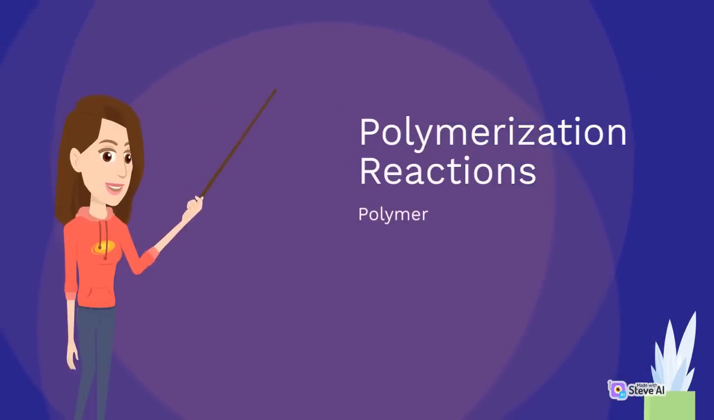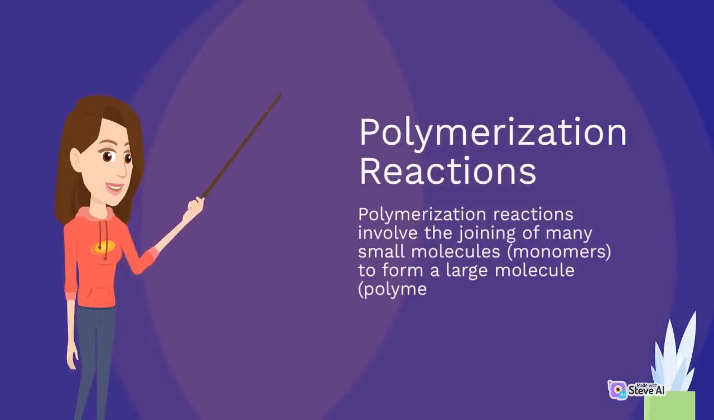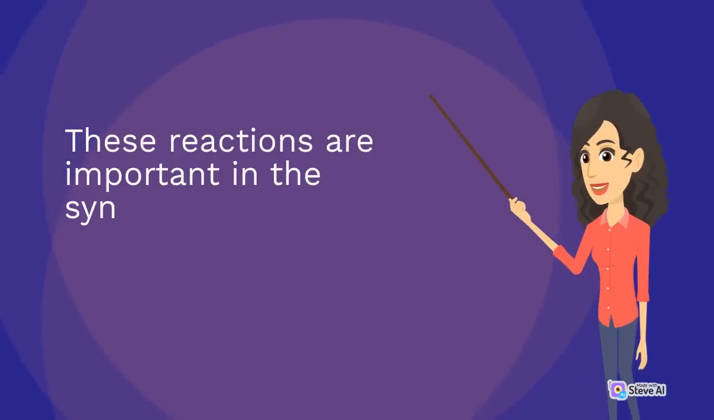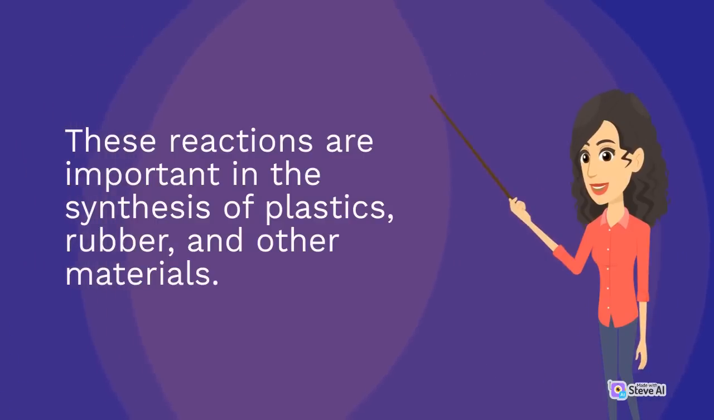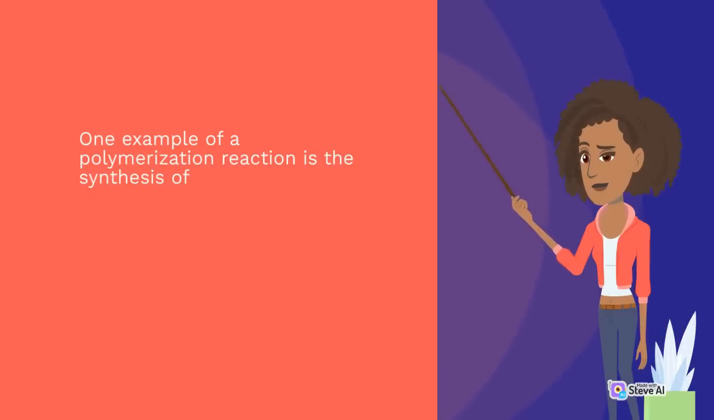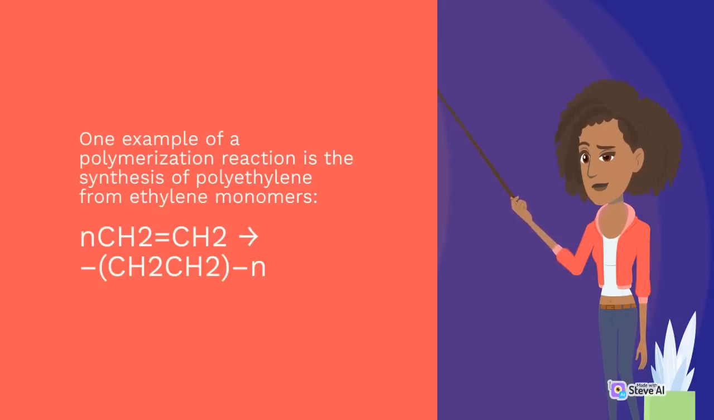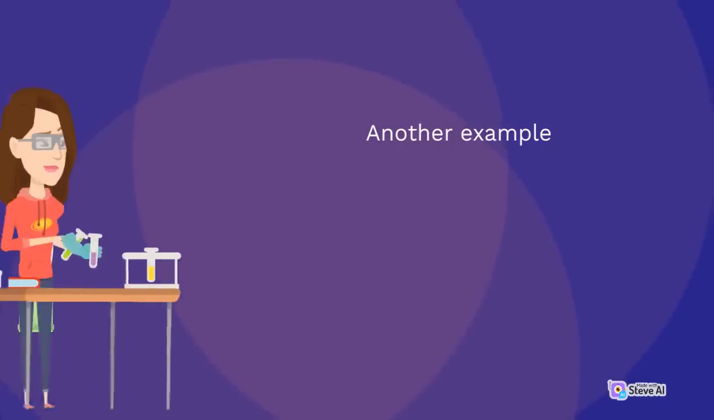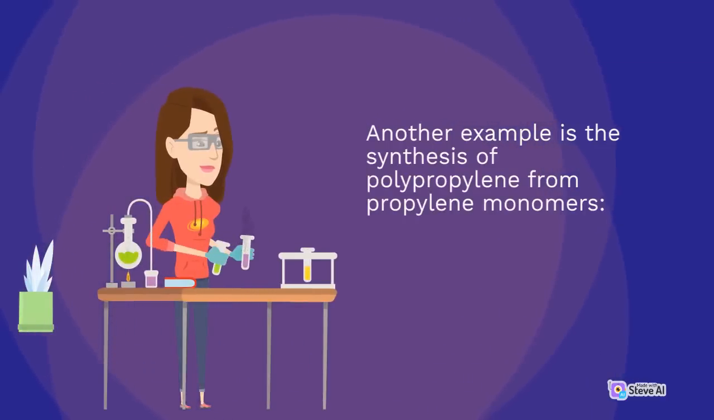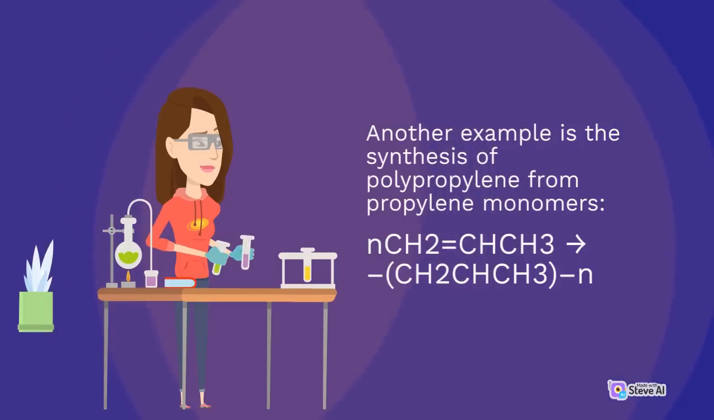Polymerization reactions. Polymerization reactions involve the joining of many small molecules, monomers, to form a large molecule, polymer. These reactions are important in the synthesis of plastics, rubber, and other materials. One example of a polymerization reaction is the synthesis of polyethylene from ethylene monomers. nCH2=CH2 yields (-CH2-CH2-)n. Another example is the synthesis of polypropylene from propylene monomers. nCH2=CHCH3 yields (-CH2-CHCH3-)n.